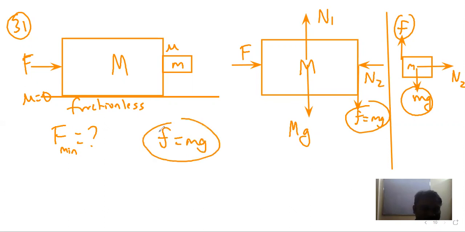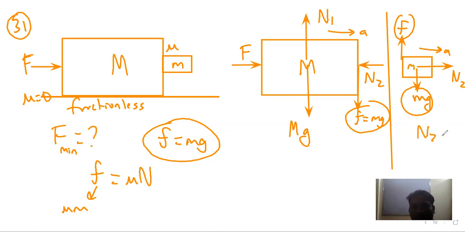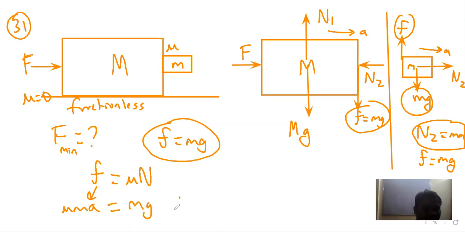So we can say small f is mg. Now friction is mu N, and the maximum value of friction in this case will be mu m a. Why? Because both the blocks are accelerating in the right direction with acceleration a. So N2 is m a, and friction f is mg. So the maximum value of friction mu m a equals mg. So we can find the value of acceleration, it will be g by mu.